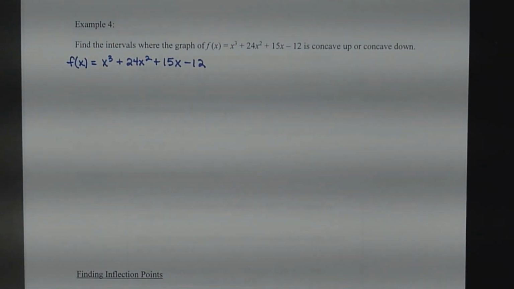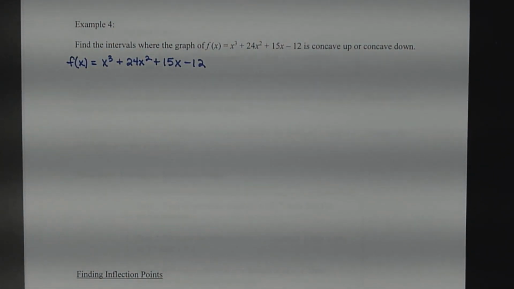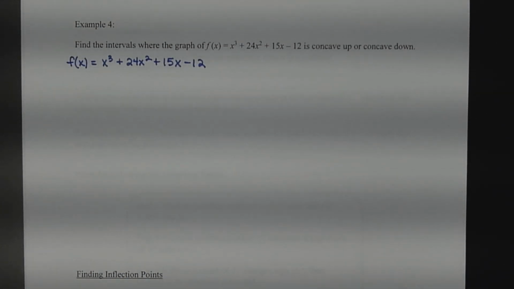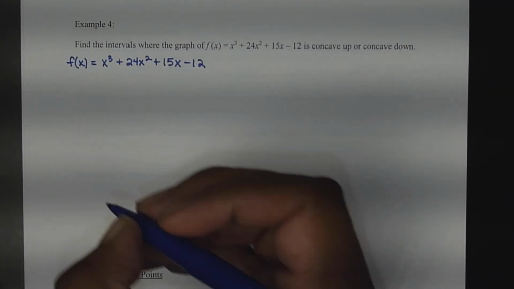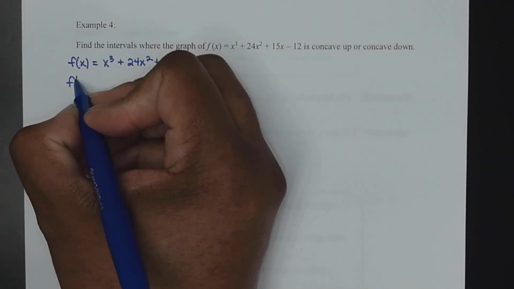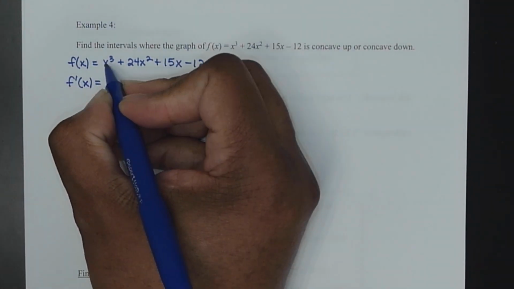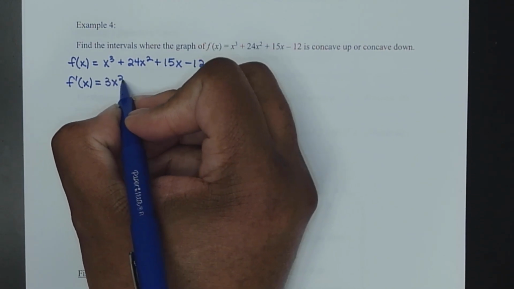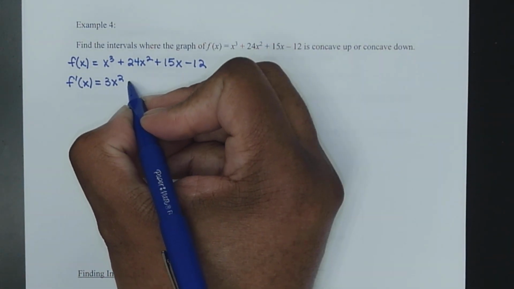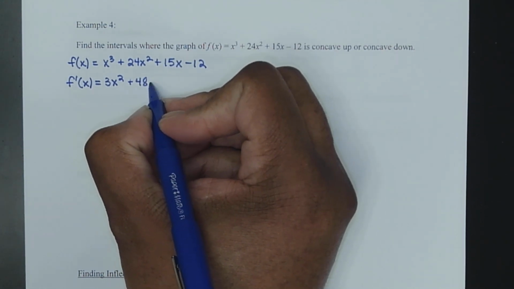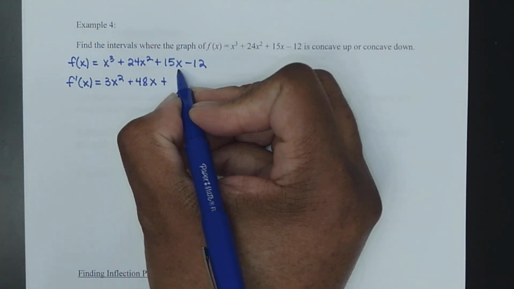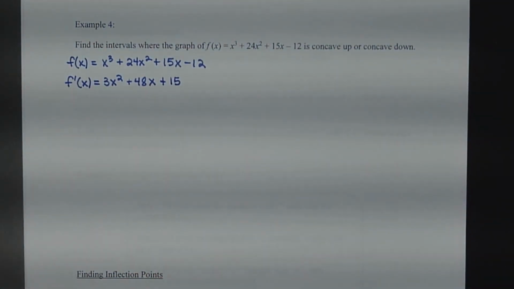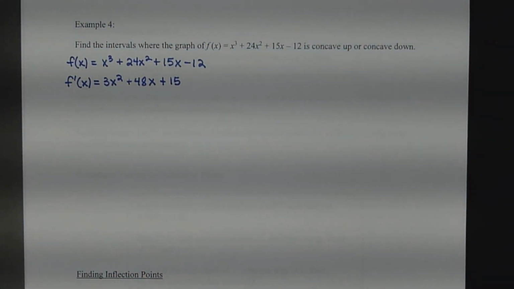Now, of course, we have to find the first derivative and then find the second derivative to help us determine concavity. Okay, so the first derivative, f prime of x, is this. The derivative of x cubed will be 3x squared. The derivative of 24x squared will be plus 48x, plus the derivative of 15x will be 15, and the derivative of minus 12 will be 0. So that's f prime of x.